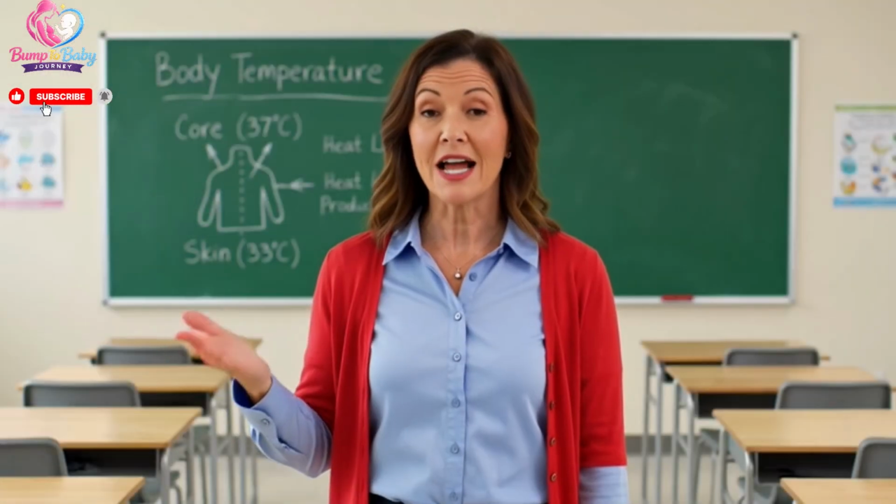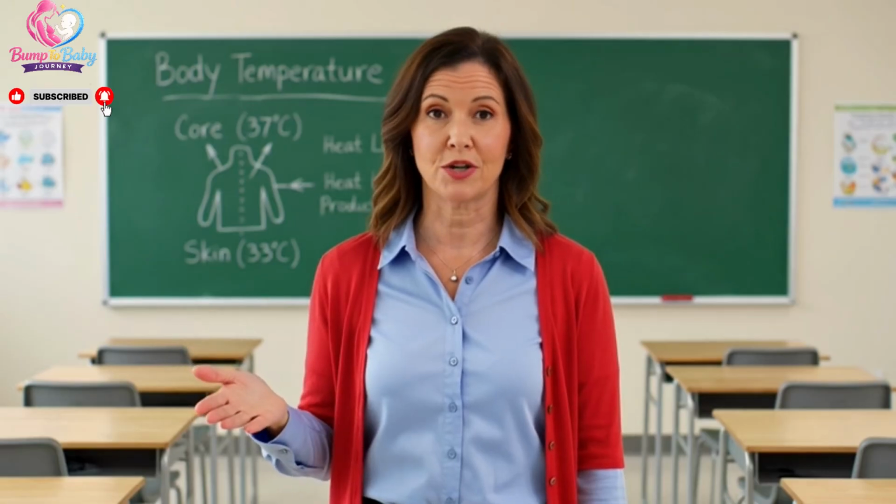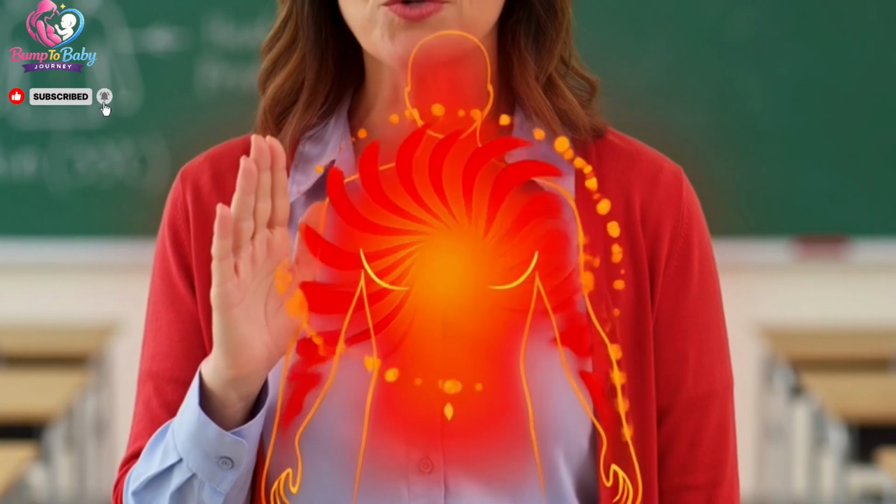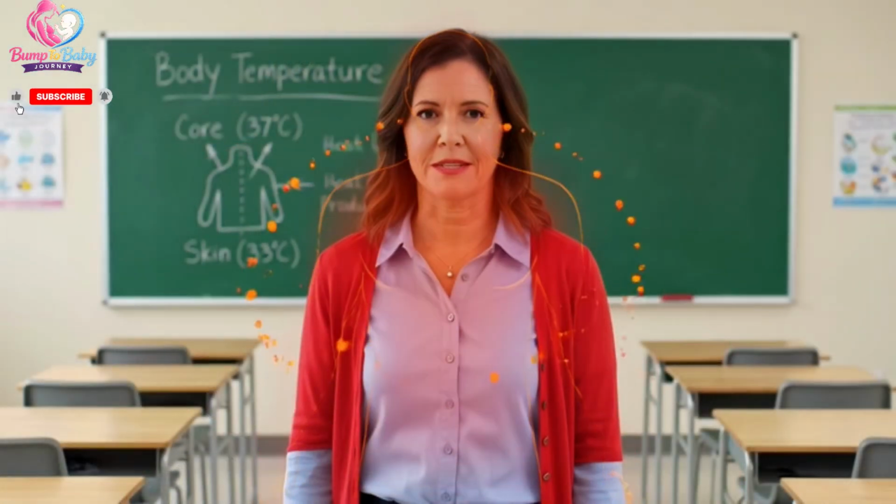Our body keeps a constant temperature of 37 degrees Celsius. This is our core temperature. Heat is produced in the core and moves to the skin to be lost. This keeps our temperature stable.